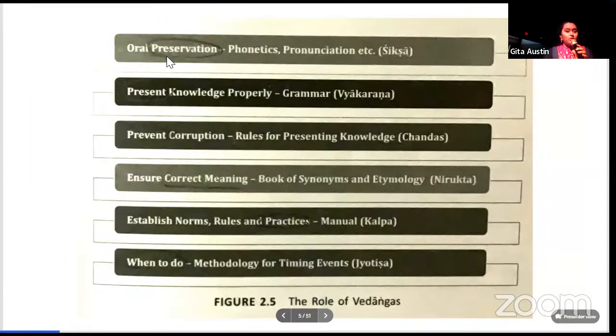So the same thing, oral preservation. This is where we are at right now. When you're learning Gita and memorizing, you're at Shiksha, phonetics, pronunciation. This is where your focus is. And later you can always advance to next levels like Jyotish, Kalpa, and Nirukta.